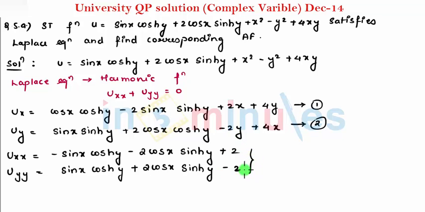You can easily see that we need to add these two equations. When we add these two equations, what I can get, this term gets cancelled, this and this are opposite, so we say that uxx plus uyy is equal to 0. So that was basically we proved that it is a harmonic function.